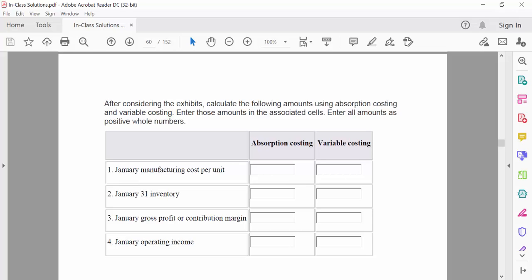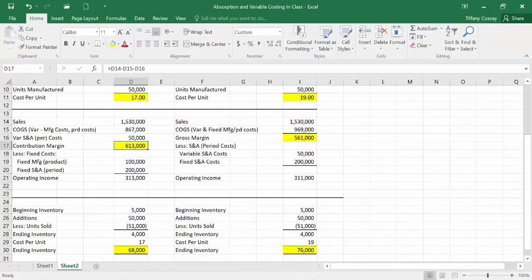And then it asks for my January operating income. Under absorption costing, it was $311,000. Under variable costing, it was $313,000.